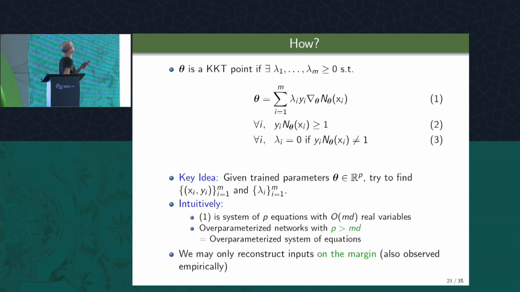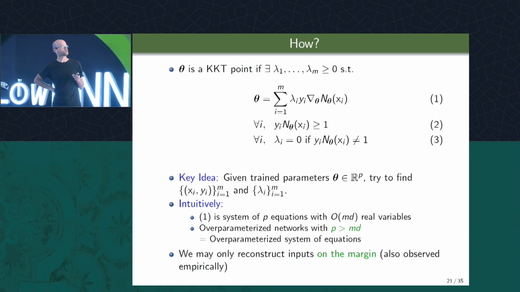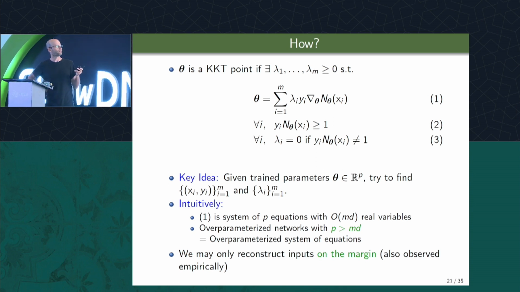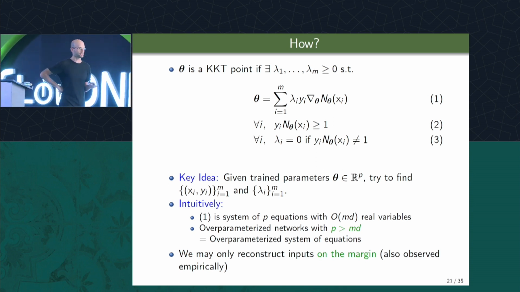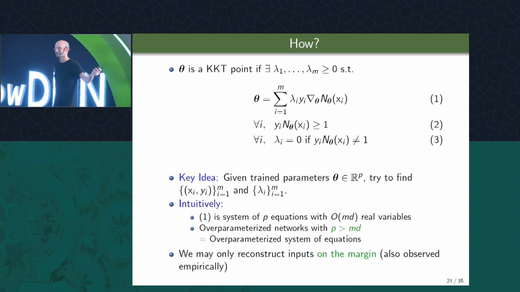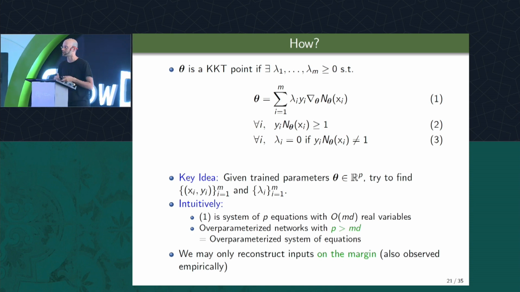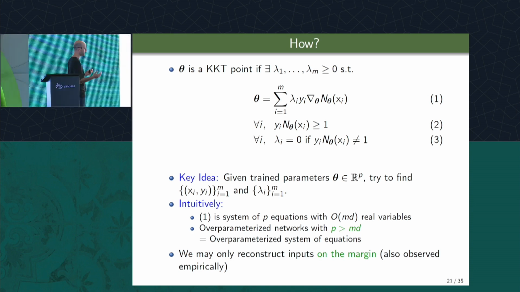Also, notice that this only really allows me to reconstruct inputs on the margin, where the lambda i's are non-zero. And this is also something that we observed empirically. Trying to reconstruct data points this way tends to return examples that are on the margin. Luckily, because the kind of tasks that neural networks are trained on are not very easy, you do tend to get a lot of examples on the margin, so we can extract a lot of training examples this way.